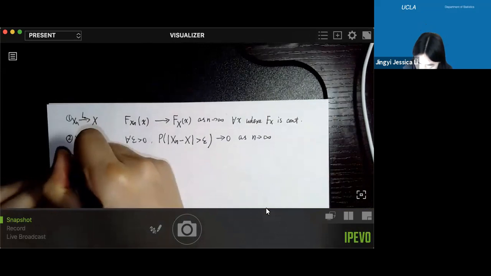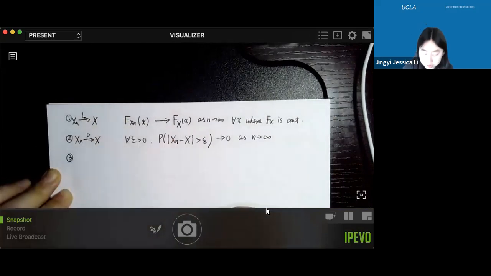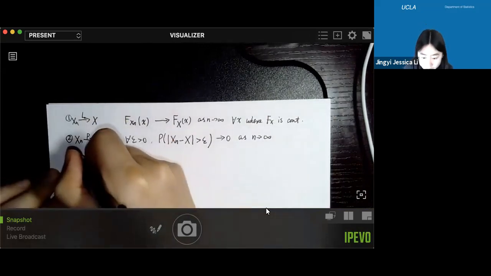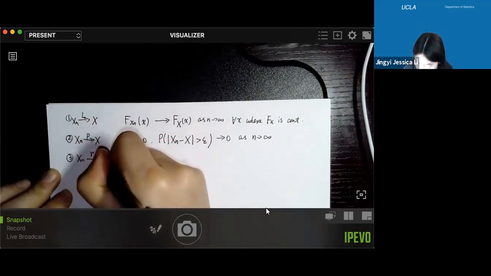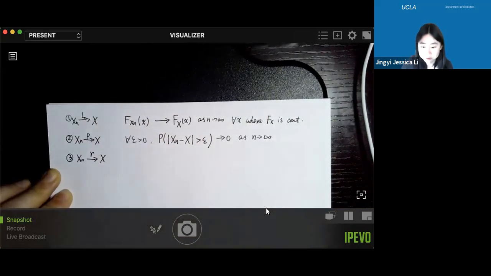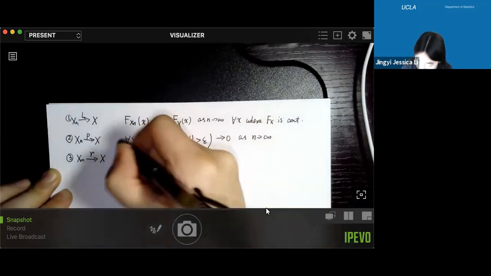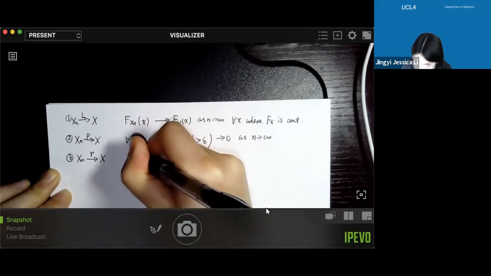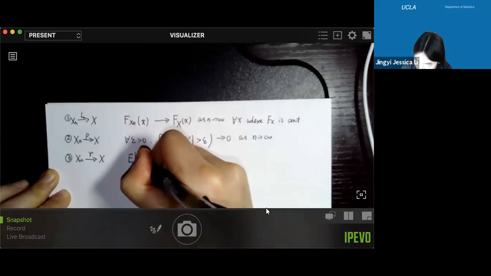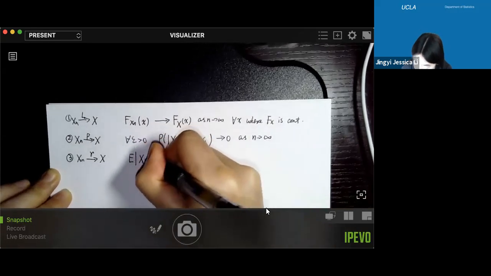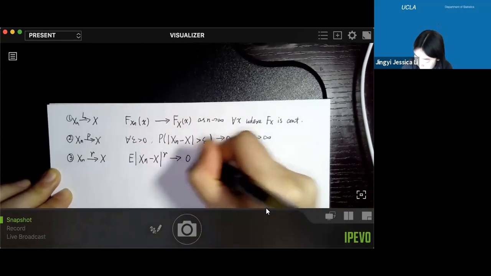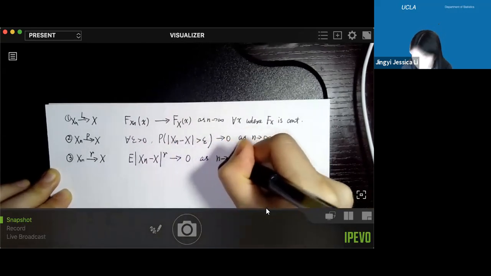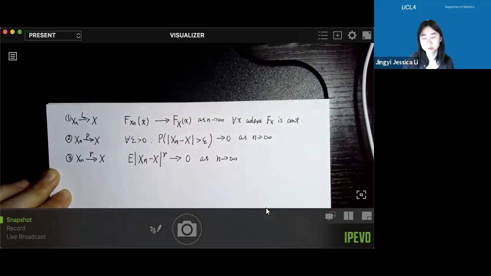The third convergence is called convergence in the rth mean, and we write Xn converges in rth mean to X. Okay, and for this one, it's actually about the expectation. So we want the expectation of the absolute difference raised to the power r to converge to 0 as n goes to infinity. That's the third mode.